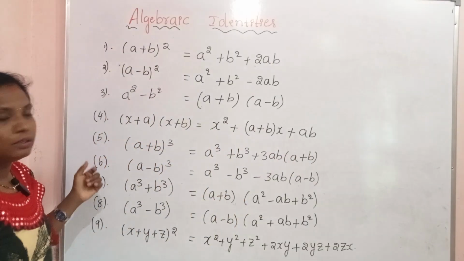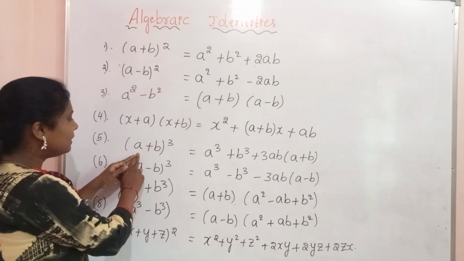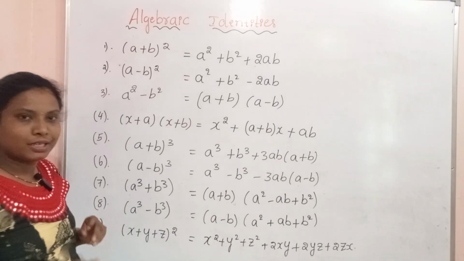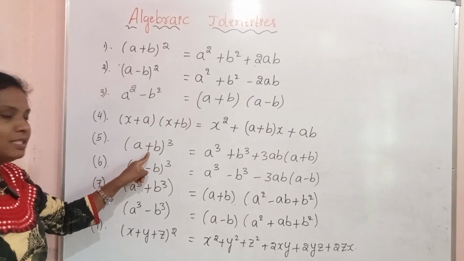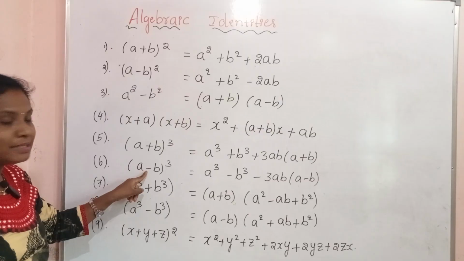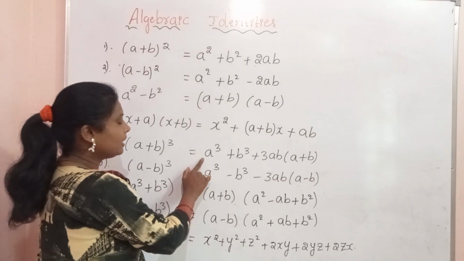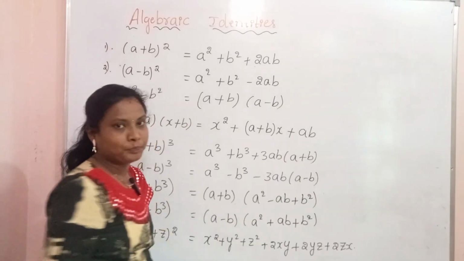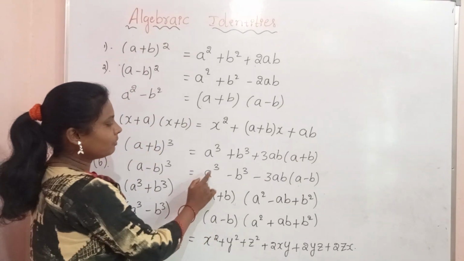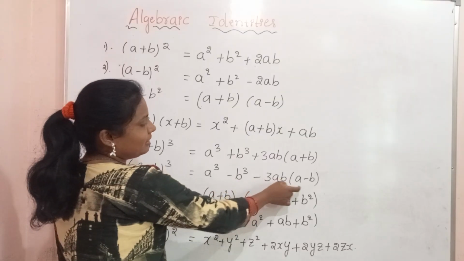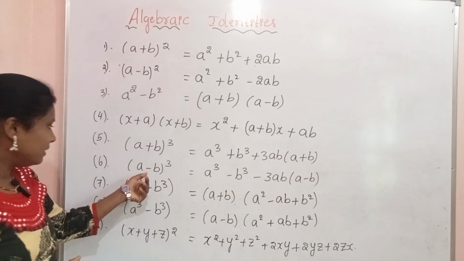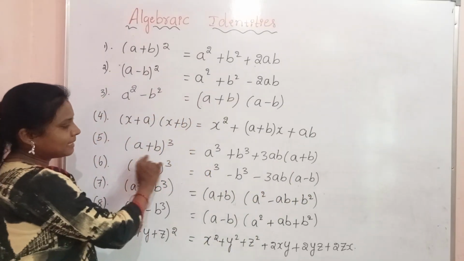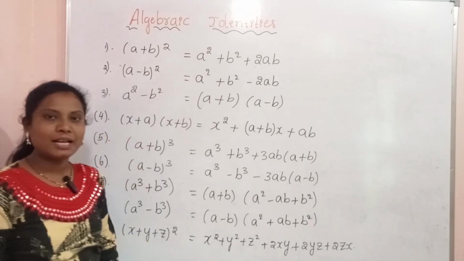Next it is the fifth identity, (a plus b) whole cube and also (a minus b) whole cube. In both cases it is a cube number. The only change is, here it is plus, here it is minus. Then a cube plus b cube plus 3ab into (a plus b). Here also see a cube, b cube, 3ab, ab. Same. If minus comes, in all the cases minus. If plus comes, in all the cases you will write a plus.